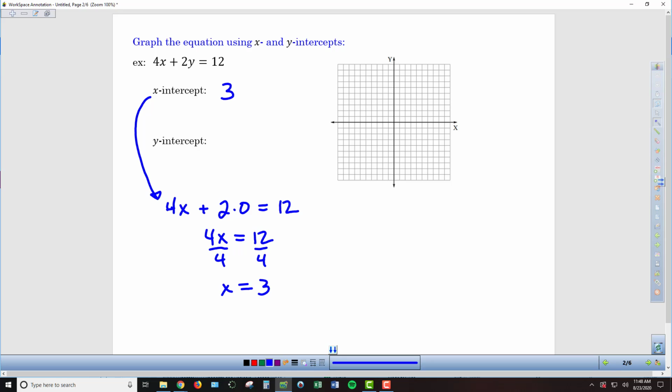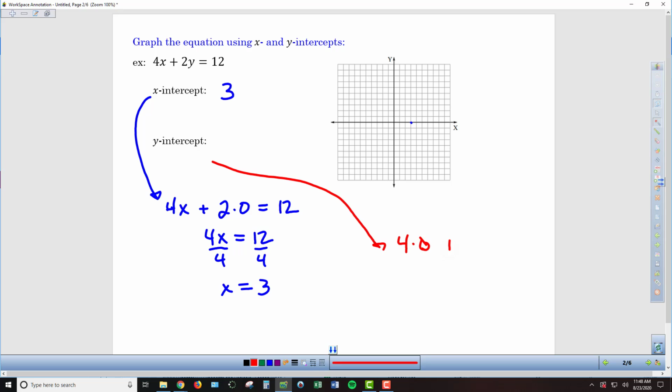So on my graph, I can go over to 1, 2, 3 and put a dot, and I know that my line is going to cross through the x-axis at that location. And then I've got to do the same thing for the y-intercept. So in this case, I'm going to plug in 0 in place of x. So I'm not moving left or right. I'm trying to figure out where we are along this y-line. So we replace x with 0.